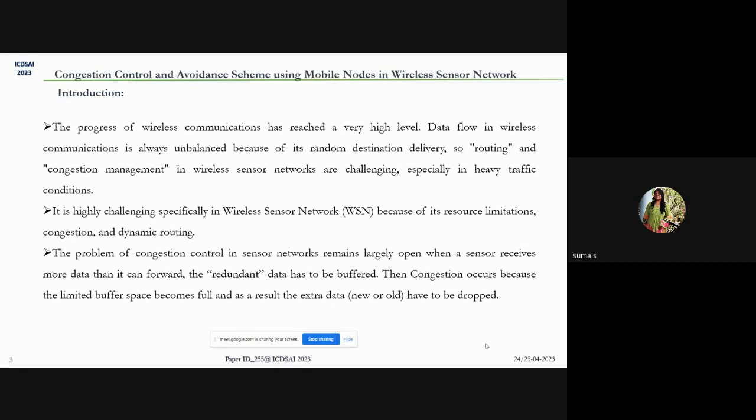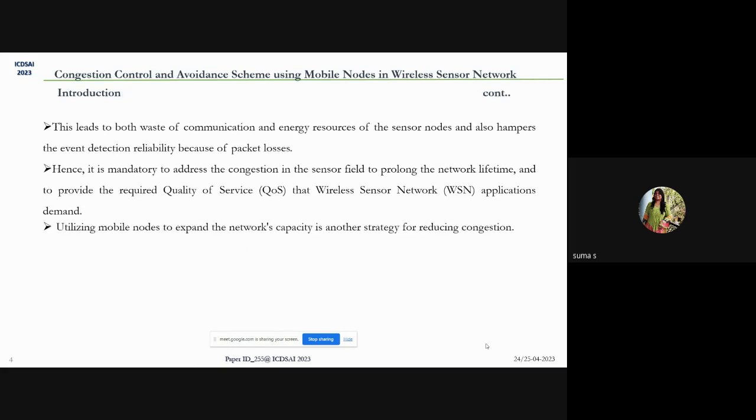So the problem of congestion control in sensor networks remains largely open when a sensor receives more data than it can forward, that is, redundant data that has been buffered. Congestion occurs because the limited buffer space becomes full and the extra data will be dropped. This leads to wastage of energy and hampers event detection reliability because of packet loss. Hence, it becomes mandatory to address congestion in the sensor field to prolong the network lifetime and maintain quality of service in wireless sensor network applications.